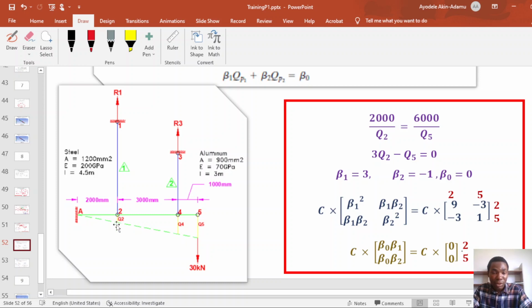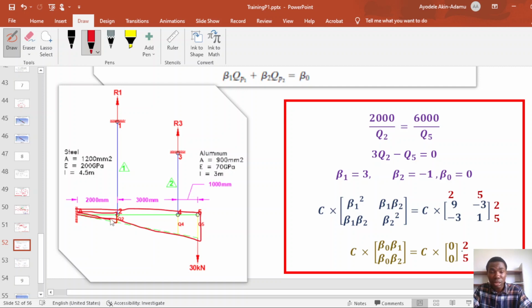So if we assume a small rotation, this is a triangle. This is a triangle, and this is another triangle from A to 5. So relating these two triangles together, this is our first multi-point constraint equation. We also do it for 4, 5, but now we're doing it for 2, 5. We also do it for node 4 and node 5, but I'm doing it for node 2 and node 5 now.